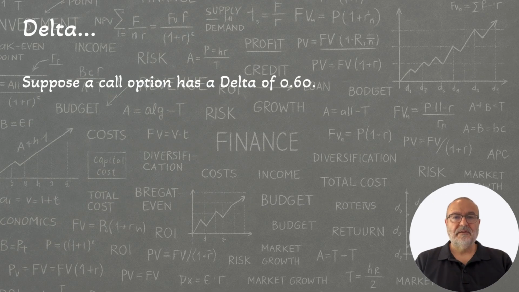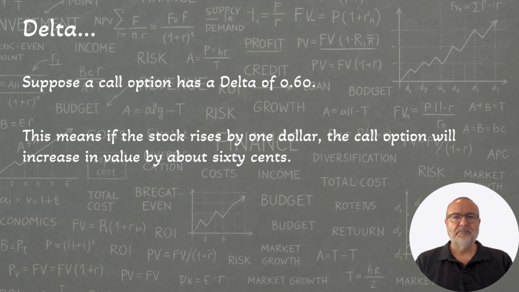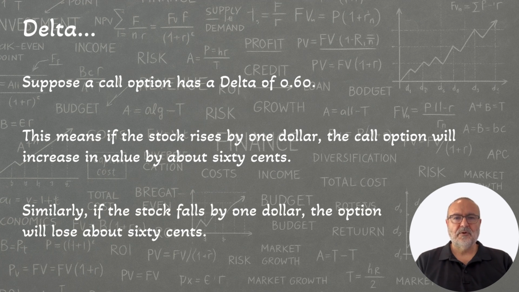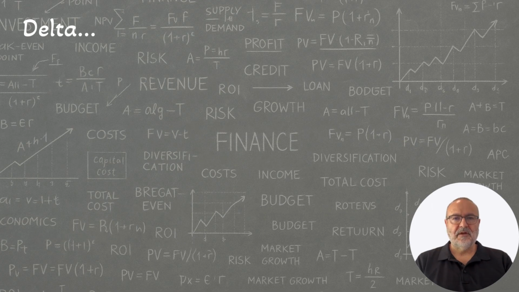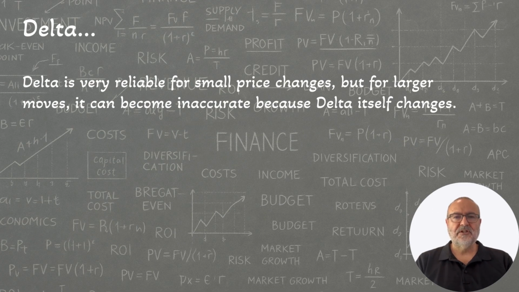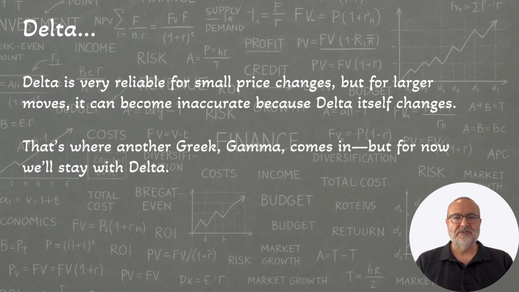How to use delta. Suppose a call option has a delta of 0.6. This means if the stock rises by $1, the call option will increase in value by about 60 cents. Similarly, if the stock falls by $1, the option will lose about 60 cents. Delta is very reliable for small price changes, but for larger moves, it can become inaccurate because delta itself changes. That's where another Greek, gamma, comes in, but for now, we'll stay with delta.